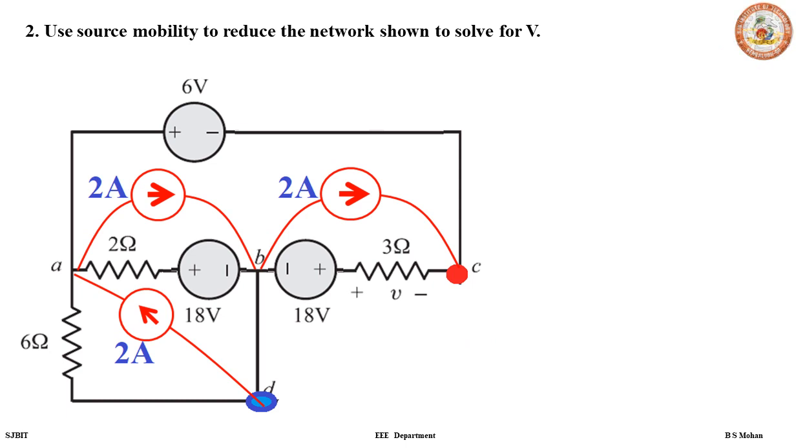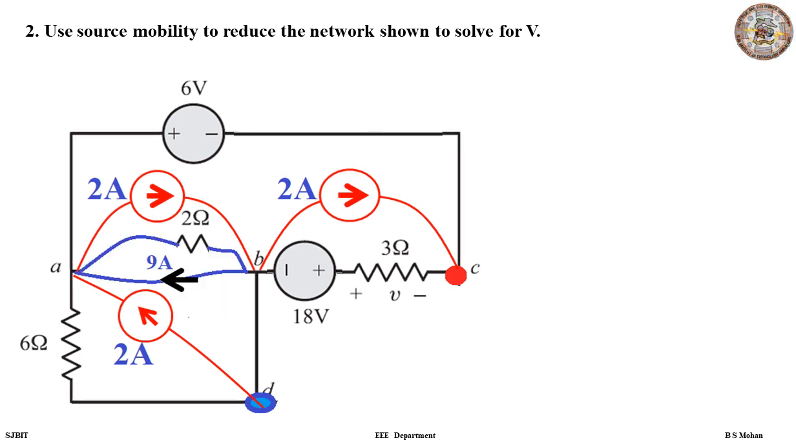So now in this step I am converting this 18 volts in series with 2 ohms to a practical current source. The main reason behind this is so that I have 5 elements in parallel. I wanted to pause and analyze which are those 5 elements appearing in parallel. Which are those 5 elements? 6 ohm, 2 amps, 9 amp, 2 ohms and 2 amperes. All these 5 elements are in parallel.